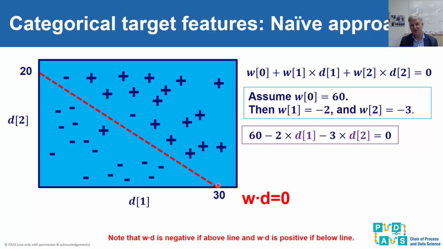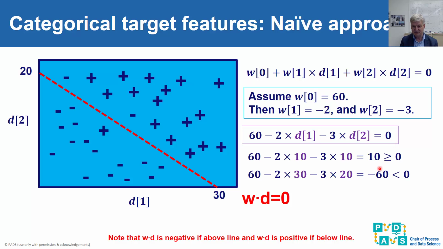We can also take a look at this point. So now D1 is equal to 30. So this value is equal to 30. And the D2 value is equal to 0. And then we have 60 minus 2 times 30 minus 3 times 0, which is indeed 0. So this expression is indeed describing this line.